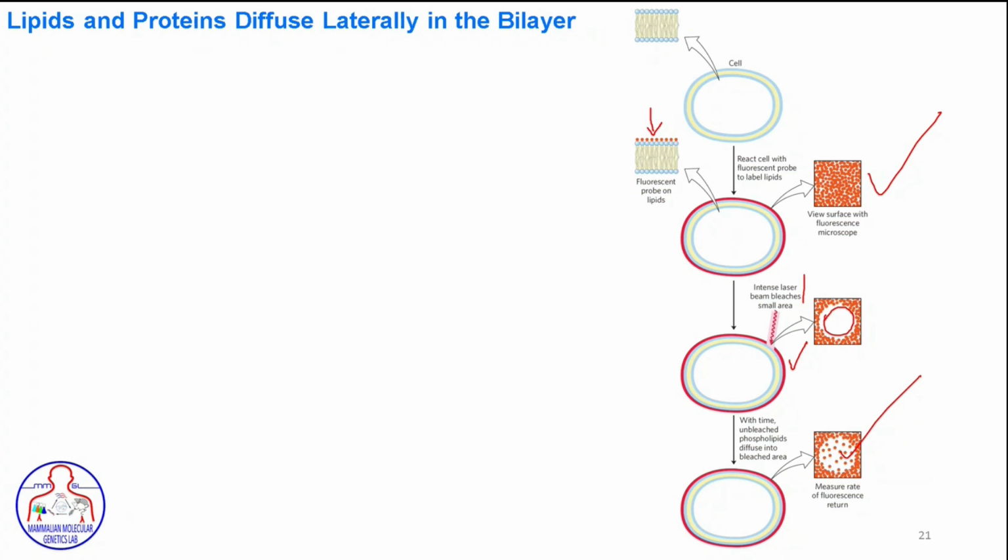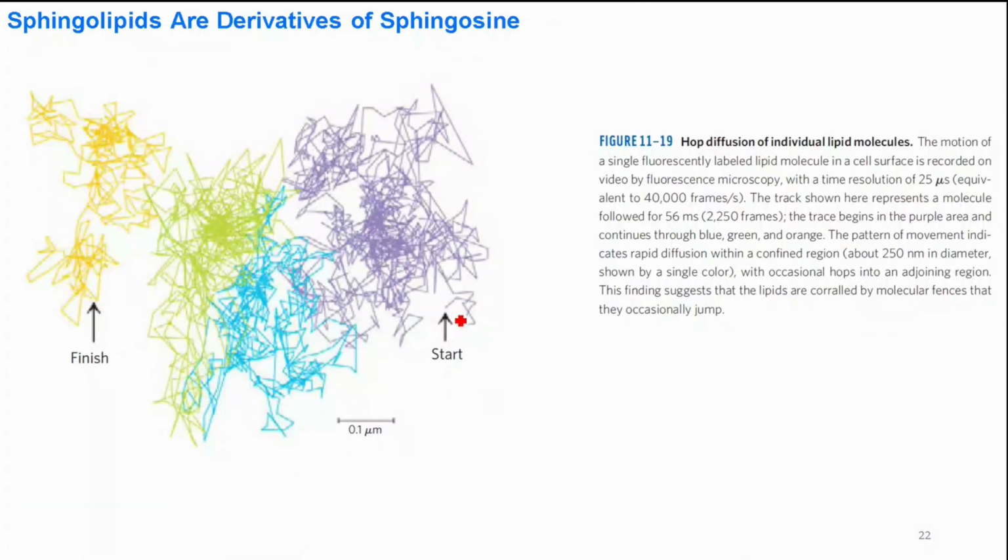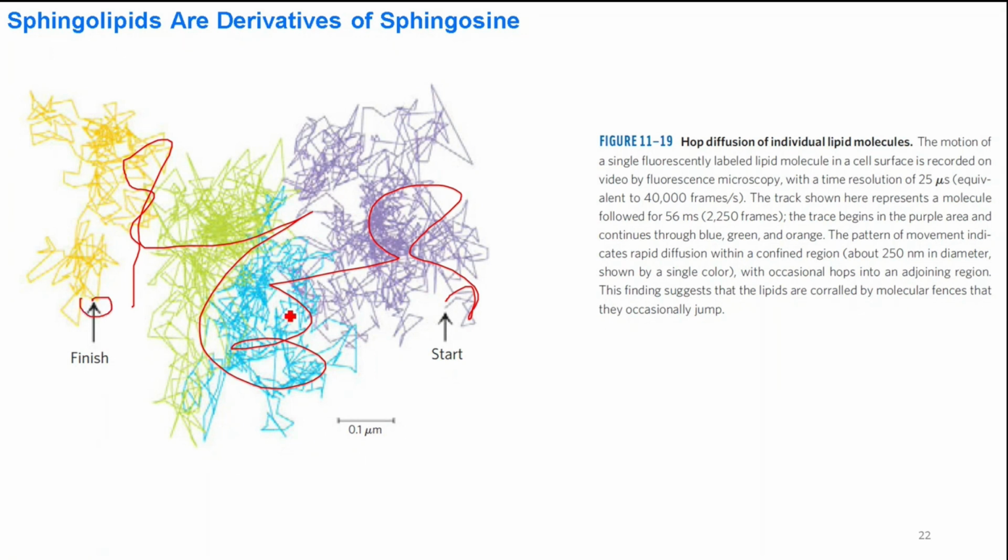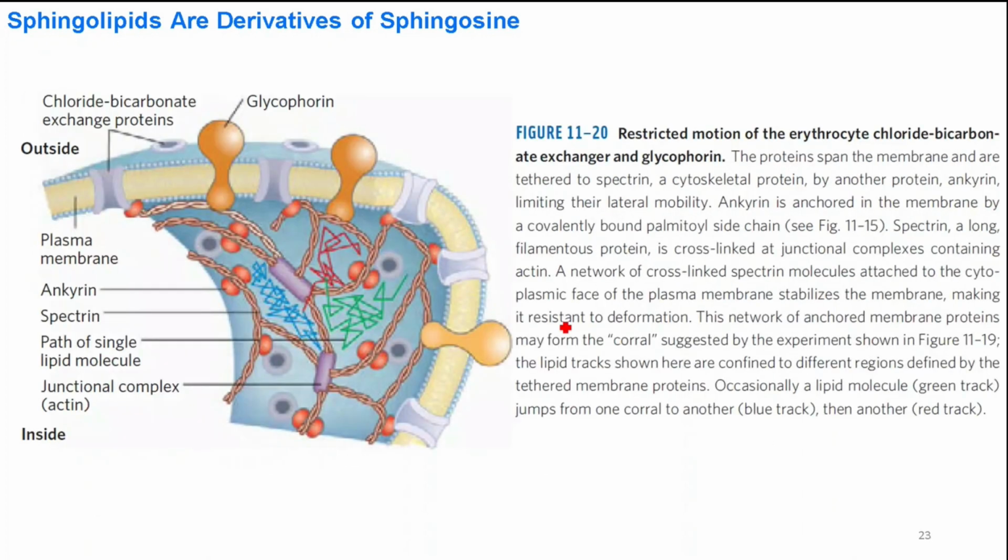So if we want to see the movement of one phospholipid within one leaflet, for example, it is starting from here, moving here, moving here, and sometimes to a finish point. It is moving so much. And this is the scale, 0.1 micrometer, so you can guess how much distance one phospholipid is traveling.